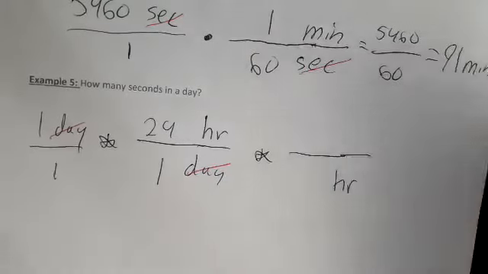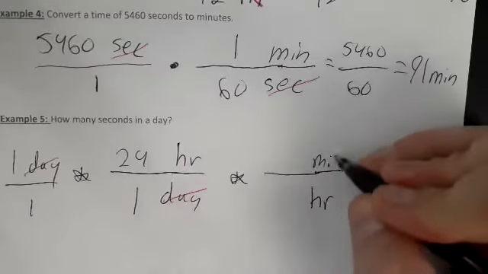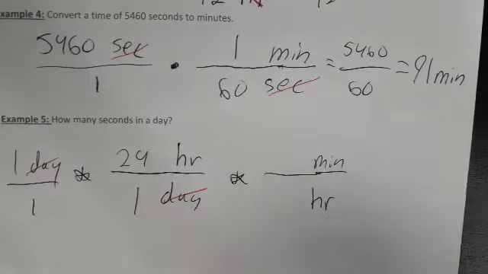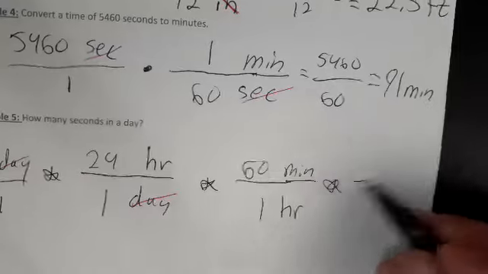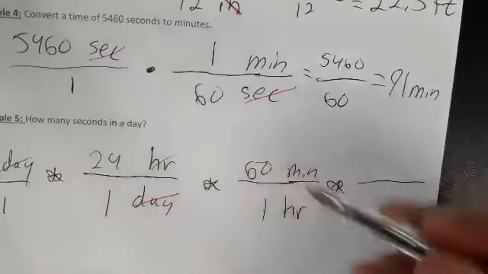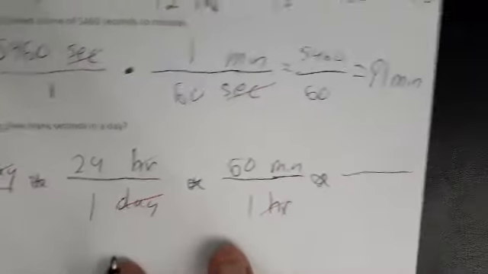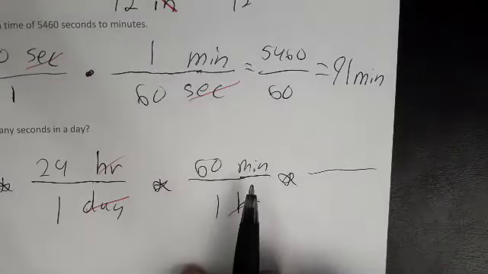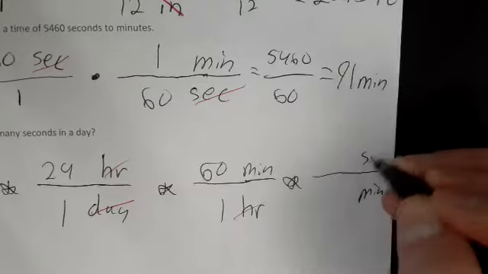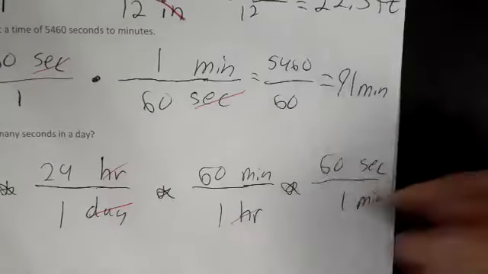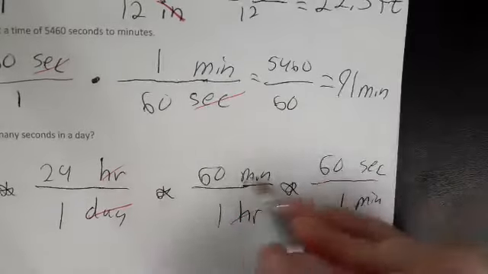I want to simplify out my hours. I can go from hours to minutes. 1 hour is what, 60 minutes? This should simplify out my hours. And the next thing I'm looking at is minutes to seconds. So I want to simplify out my minutes. And so this should simplify out my minutes.